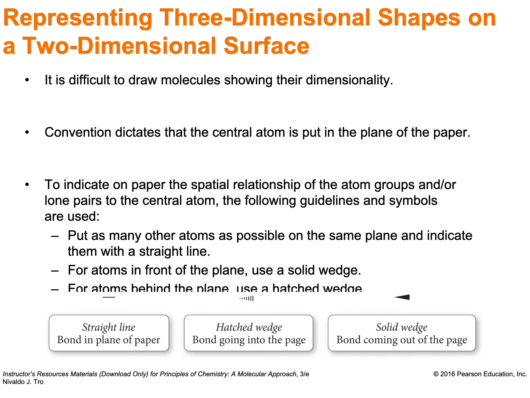In this next slide, we're going to talk about how you represent 3-dimensional shapes on a 2-dimensional surface. How do we do this on paper? What we do is we put the central atom in the plane of the paper. We have straight lines that form bonds in the plane of the paper. We have a hatched wedge that shows a bond going into the plane. That's like going into the whiteboard if I was doing this in class. Or a solid wedge represents a bond coming out of the plane, coming away from the whiteboard, again, if I'm doing this in class. Let's see some examples on the next slide.